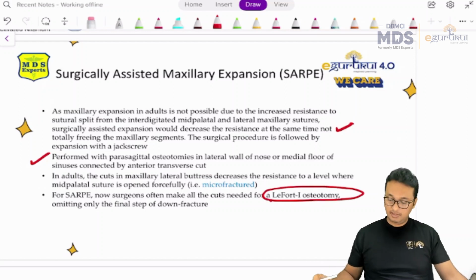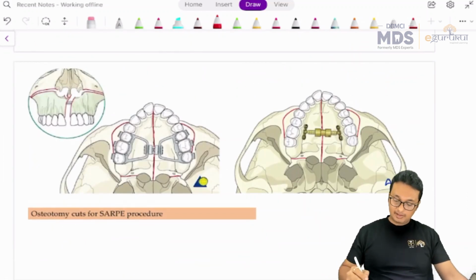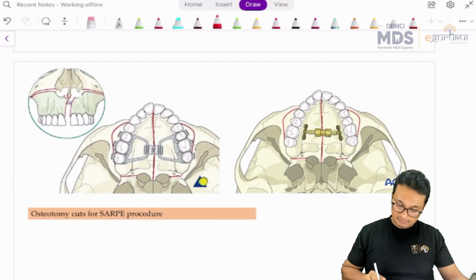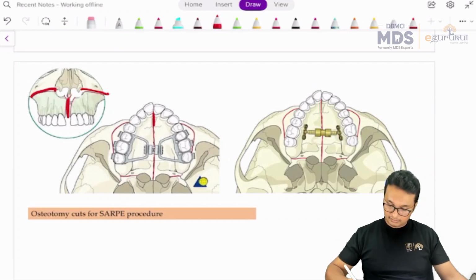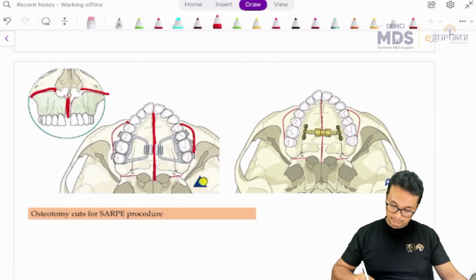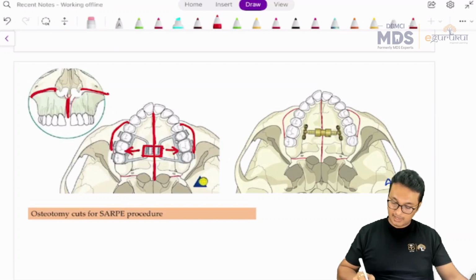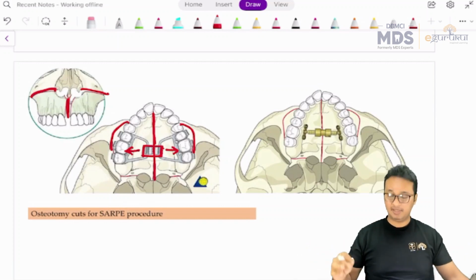step of down fracture. So this surgically assisted maxillary expansion is very similar to Le Fort I osteotomy, where a cut is made all the way from the lateral border of the pyriform aperture. Here, a posterior intermaxillary osteotomy cut is also made. Here also a mid-palatal suture osteotomy cut is made up to the pterygoid plates of the sphenoid bone. So these are the cuts, and along with the Hyrax screw, this leads to expansion in both arches laterally, and that causes expansion of the maxilla in a very easy and sophisticated manner.